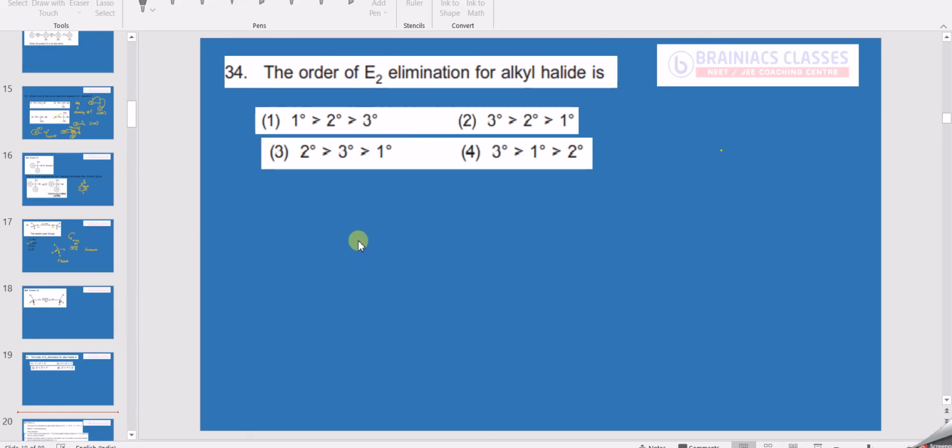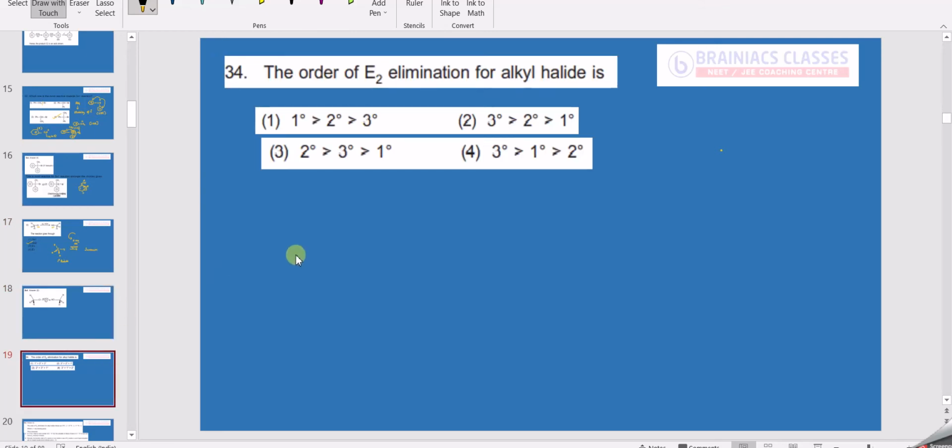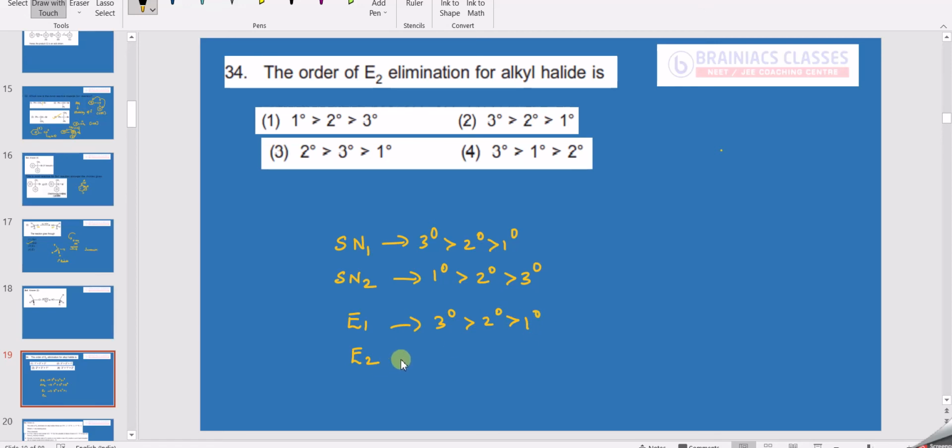So we have learned this for SN1. The order is, we know it's 3 degree, greater than 2 degree, greater than 1 degree. And for SN2, the order is 1 degree, greater than 2 degree, greater than 3 degree. For E1 and E2, both, the order is 3 degree, greater than 2 degree, greater than 1 degree. So the answer should be which one for E2 elimination? It is 3, 2, 1.